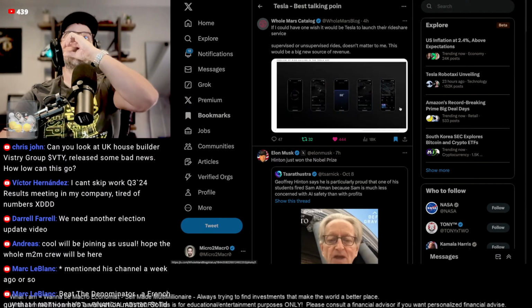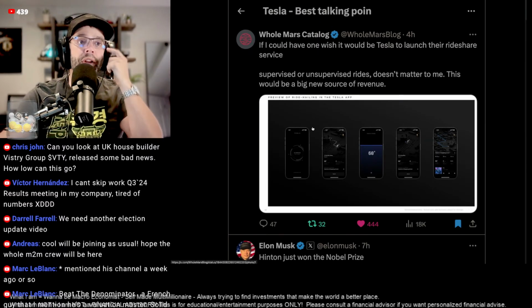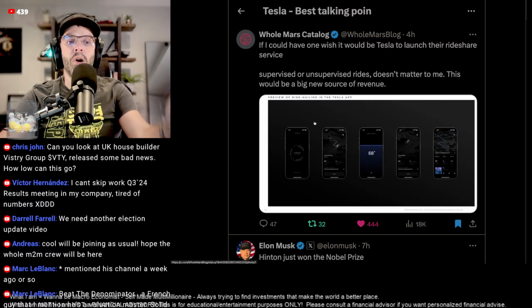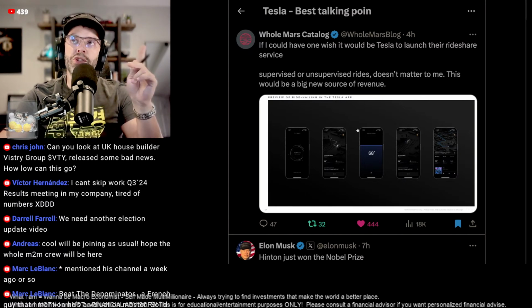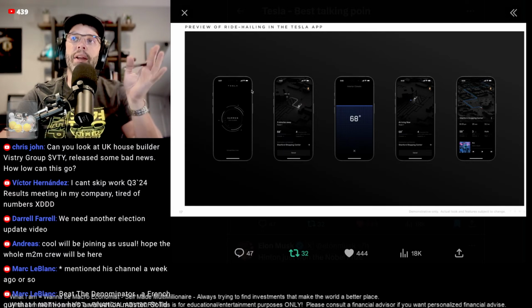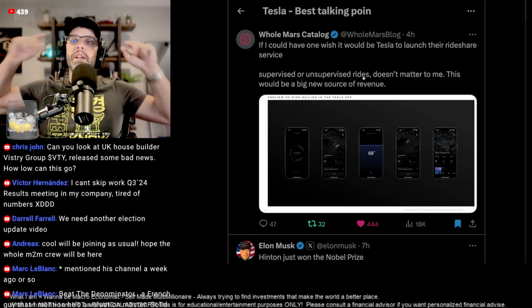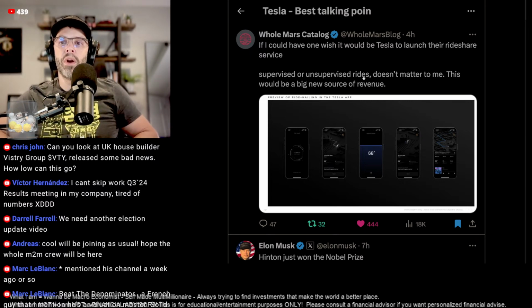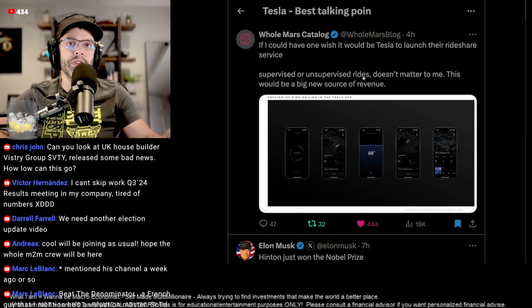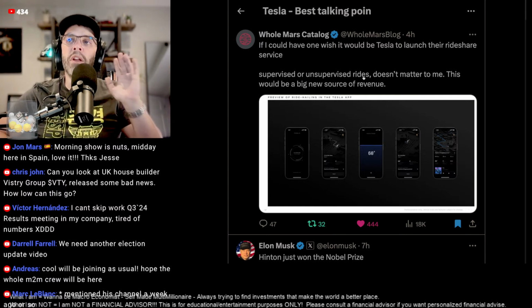Tesla. All right, so let's get in here. So I do love this, and I think this is what's going to happen. And maybe I'm wrong, but I think this is what's going to happen. Holmar's catalog said, if I could have one wish, it would be for Tesla to launch their ride-hailing app for this product unveiling. He said supervised or unsupervised, doesn't matter to me. I agree. Even if I think actually it'll probably be supervised initially until they can get the hit rate to where it's good, or they'll only provide service in 45 mile an hour and under zones. But I would love it.